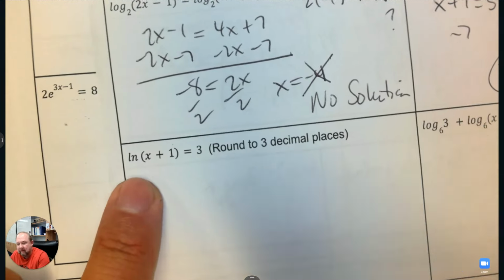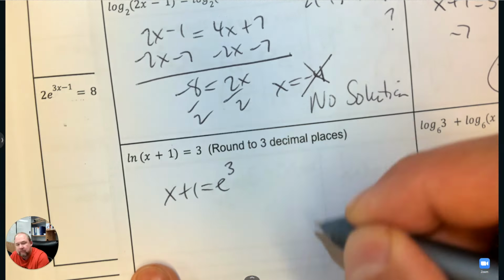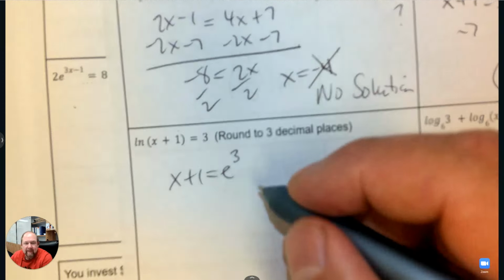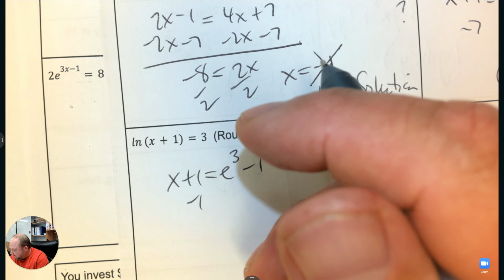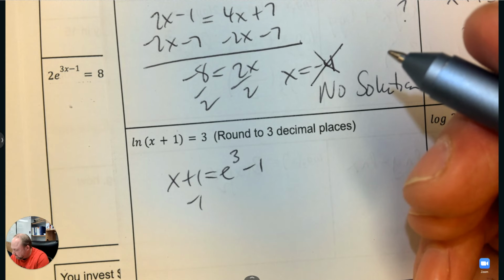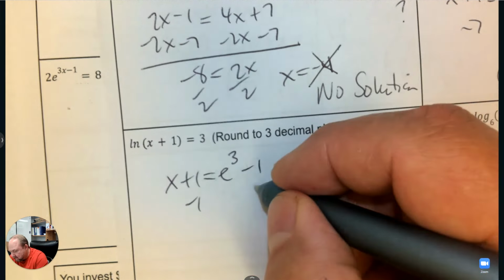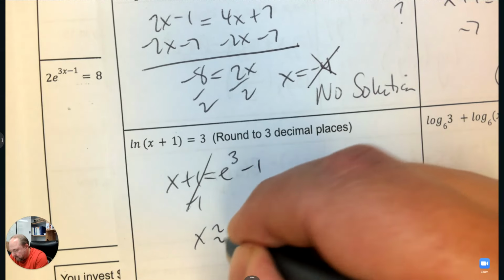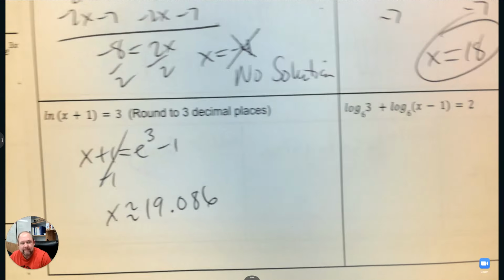Again, a logarithm, a ln, a natural log, the base, the answer. So the answer there, e to the exponent 3, that's the base you don't see. Subtract 1, and then type it in. So e to the exponent 3, subtract 1. And I get 19.086, if you round it.